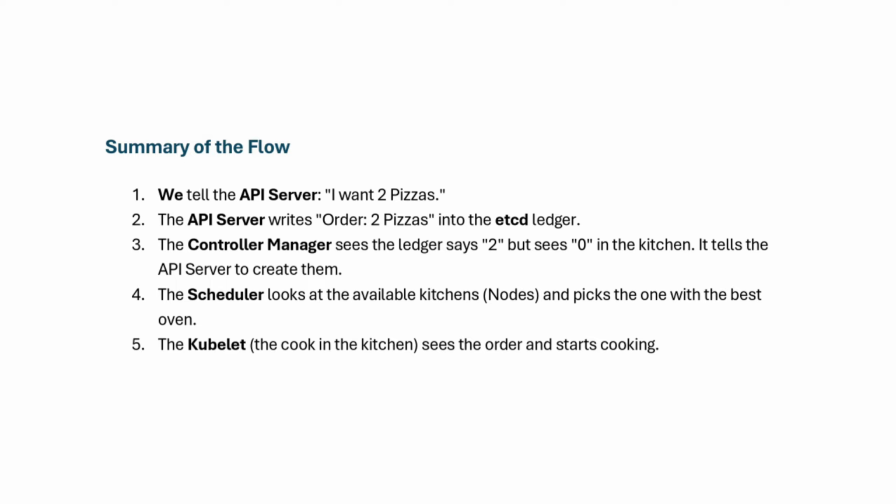The scheduler looks at the available kitchens, that is the nodes, and picks the one with the best oven. The kubelet, the cook of the kitchen, sees the order and starts cooking. So that was about the control plane or the master node.